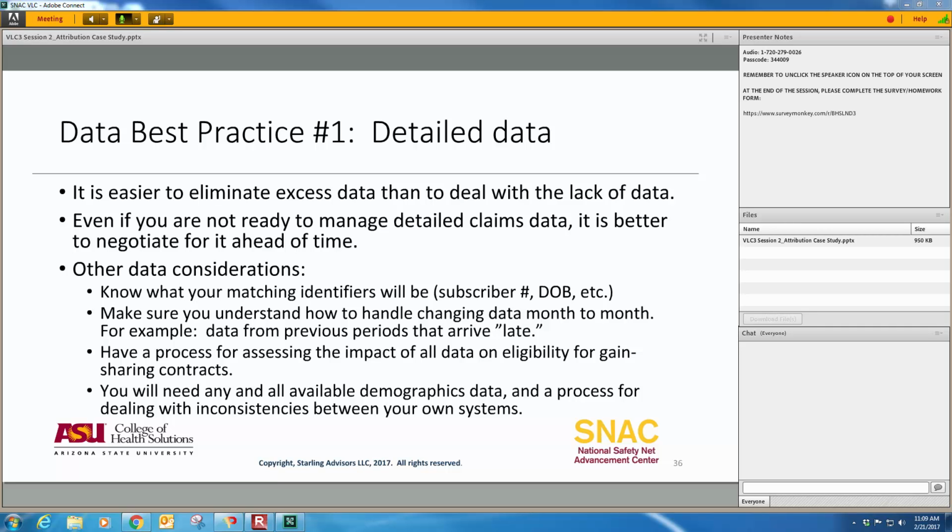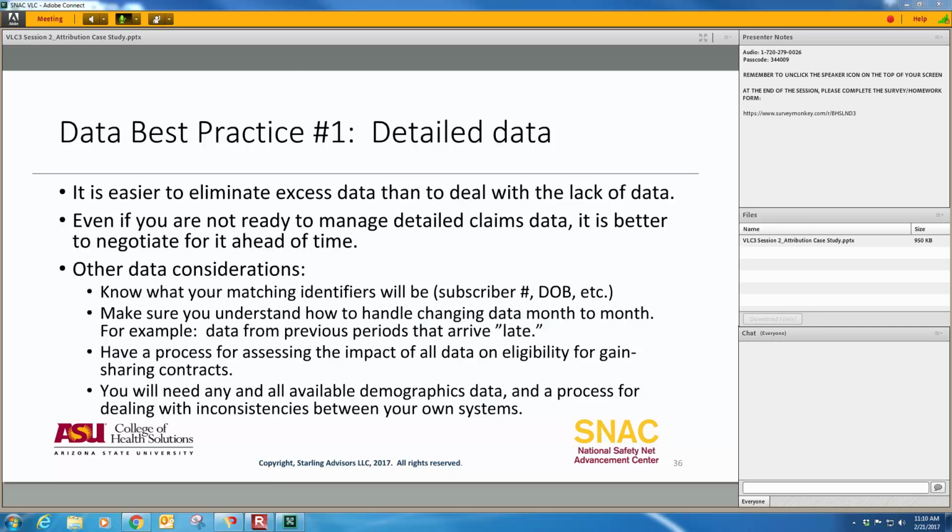Even if you're not ready to manage detailed claims data, it's always better to negotiate for it ahead of time. It's one of those things where, when you're exploring the possibility of taking on any sort of risk, whether that's just some upside risk or some pay for performance type risk, that's really the point at which you have the leverage to ask for this information. And if you simply assume that the payer is going to have a program or a vision for what type of data they're going to share with you to make the program work, you may be mistaken. You may actually find out that they didn't have that plan all along.